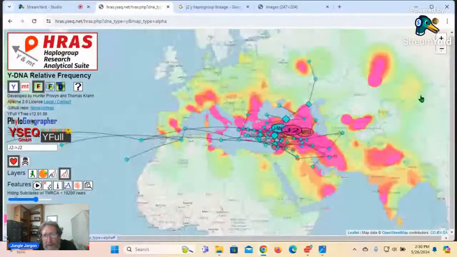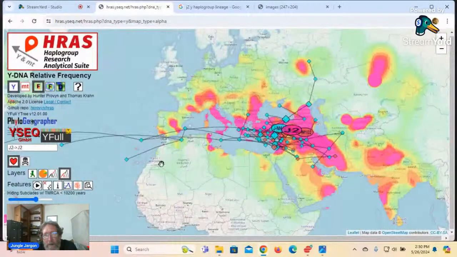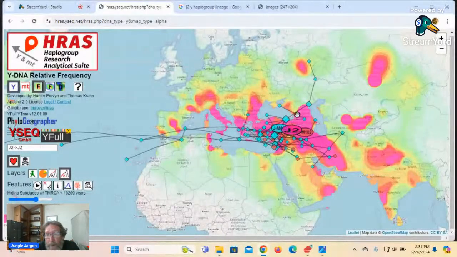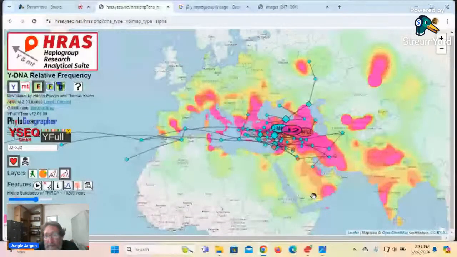because remember the J1 was throughout North Africa and Saudi Arabia, and here right away we have J2 more in the northern part, even though J1 started in the same area as well. J1 started in the same area and moved to the south. J2 in this area and moved to the north.